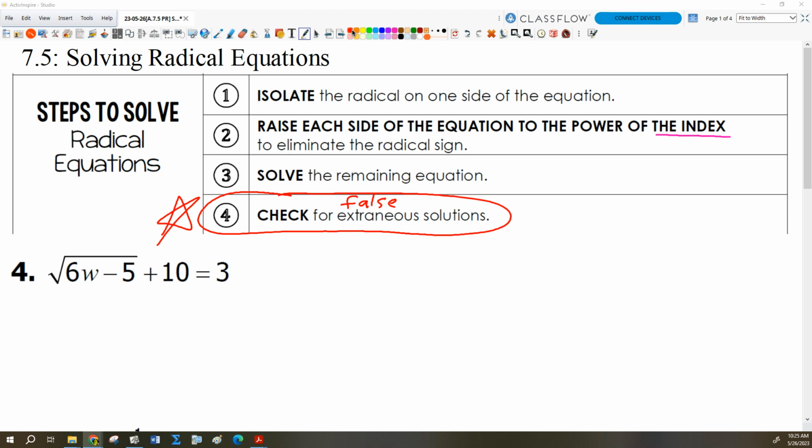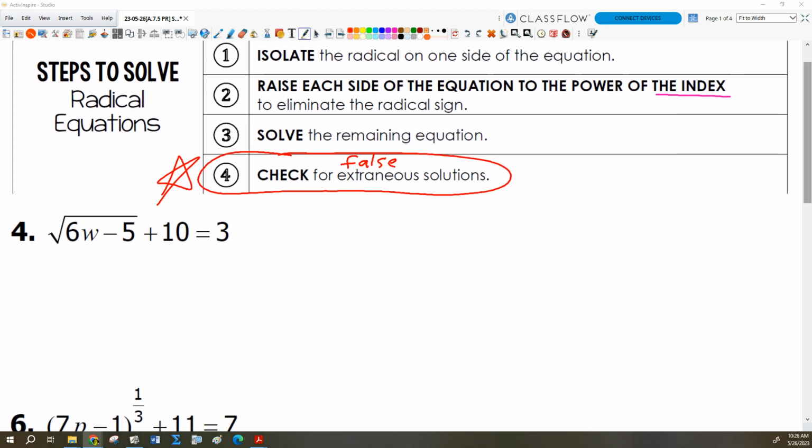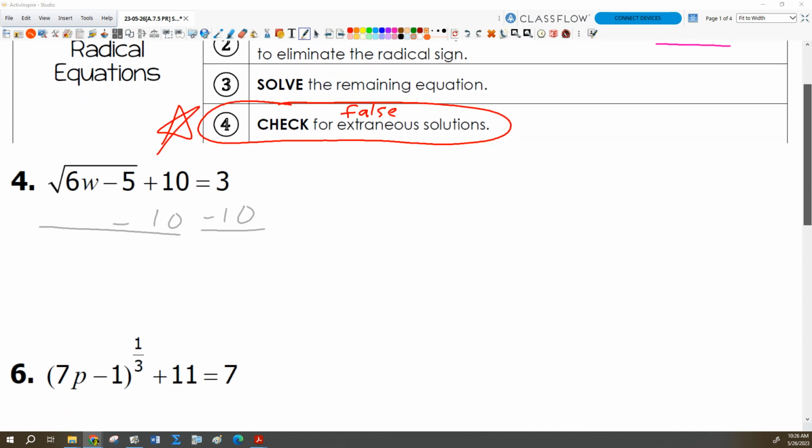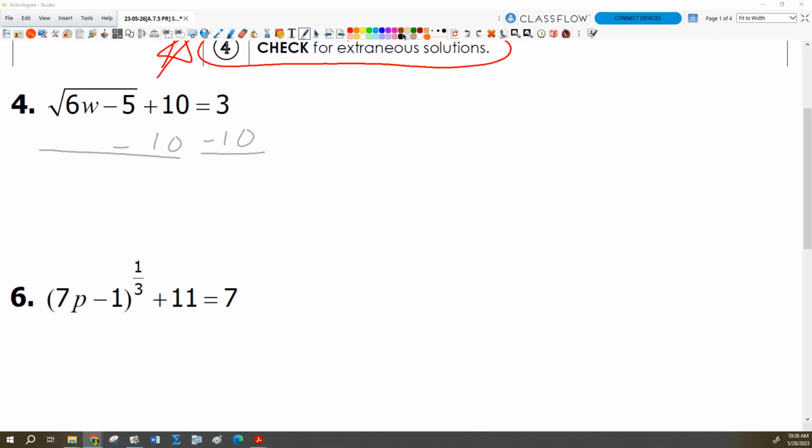Okay, see what I'm saying? We'll look at some examples. So number 4 then, what's my first step? Subtract 10. I've got to isolate that radical, right? So first step is subtract 10. And if I do that, I'm going to get the square root of 6w minus 5 equals negative 7.